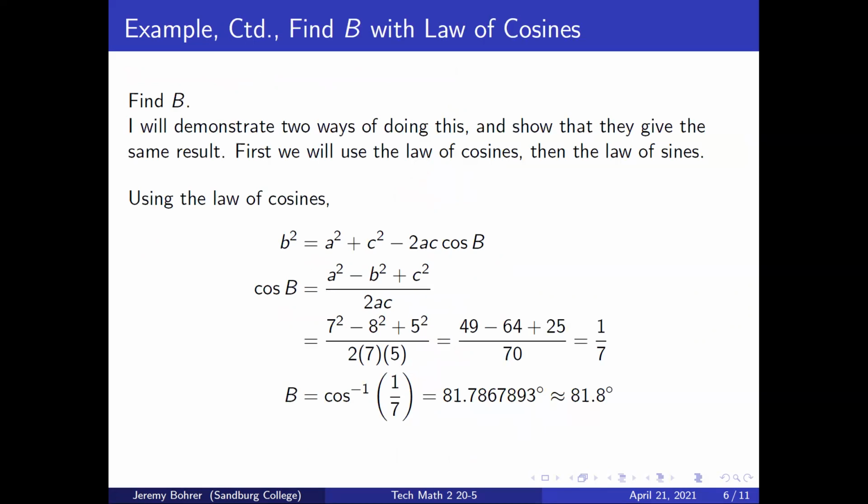Now we find B, and I'm going to demonstrate two ways of doing this and show that they give the same result. First, we'll use the law of cosines, then the law of sines. Using the law of cosines, we get b squared equals a squared plus c squared minus 2ac cosine B. So cosine B equals a squared minus b squared plus c squared over 2ac, which equals 7 squared minus 8 squared plus 5 squared over 2 times 7 times 5, which is 49 minus 64 plus 25 over 70, or 1/7, which means that B is the inverse cosine of 1/7, which is 81.7867893 degrees, which is about 81.8 degrees.